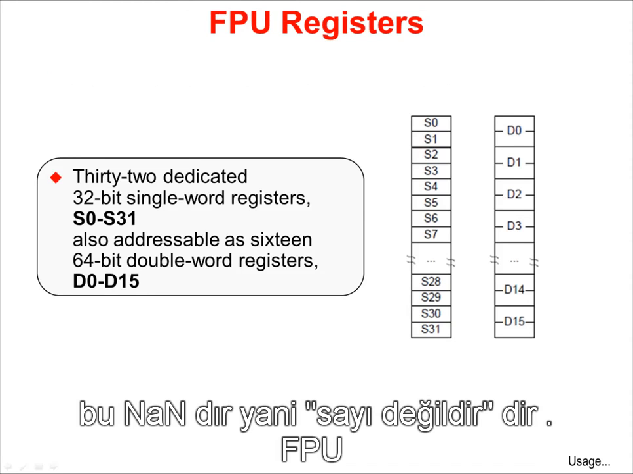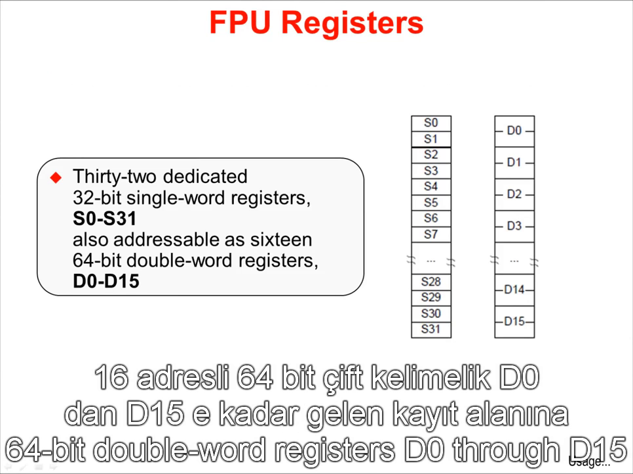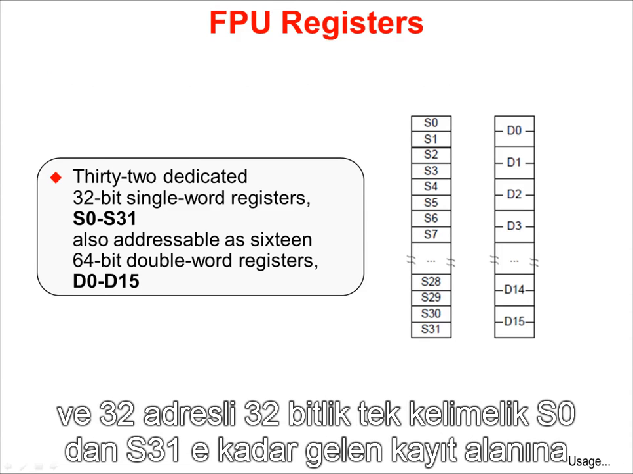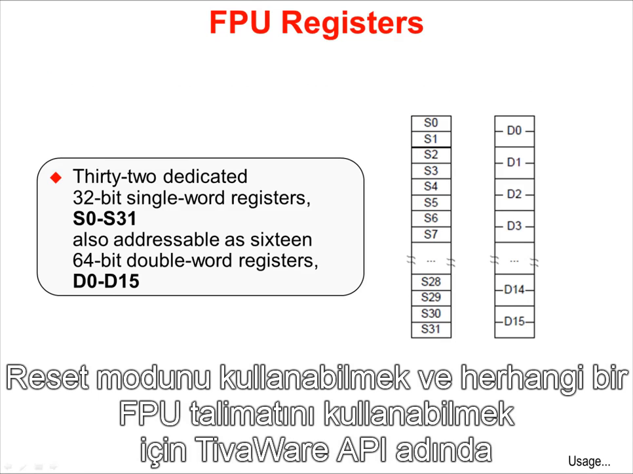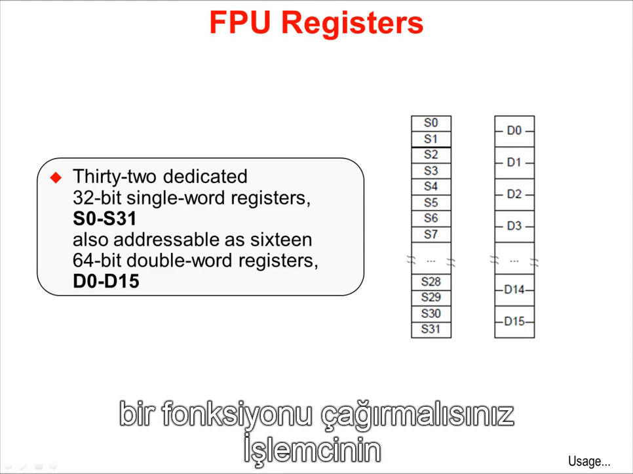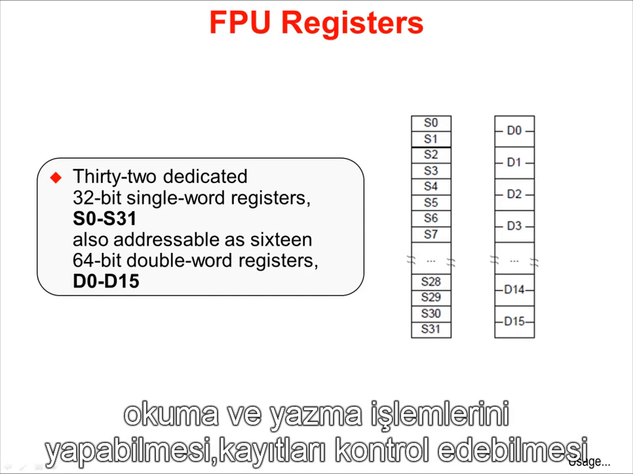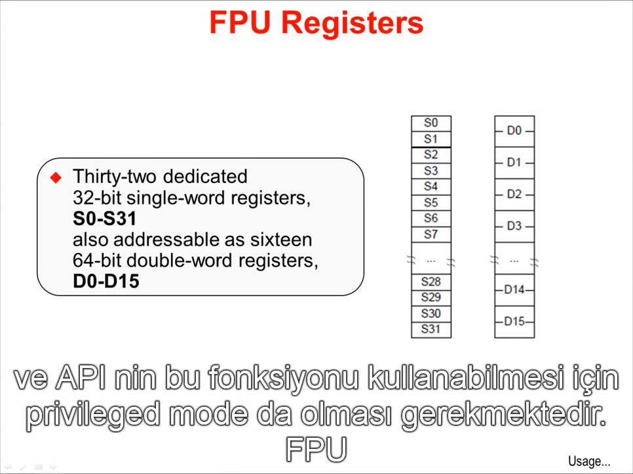The floating point unit has 16 64-bit double-wide registers D0 through D15 and 32 32-bit single-word registers S0 through S31. The FPU is disabled from reset. You must enable it with a TivaWare API function call before you can use any floating point instructions. The processor must be in a privileged mode to read and write from the control register, and the API performs its function.